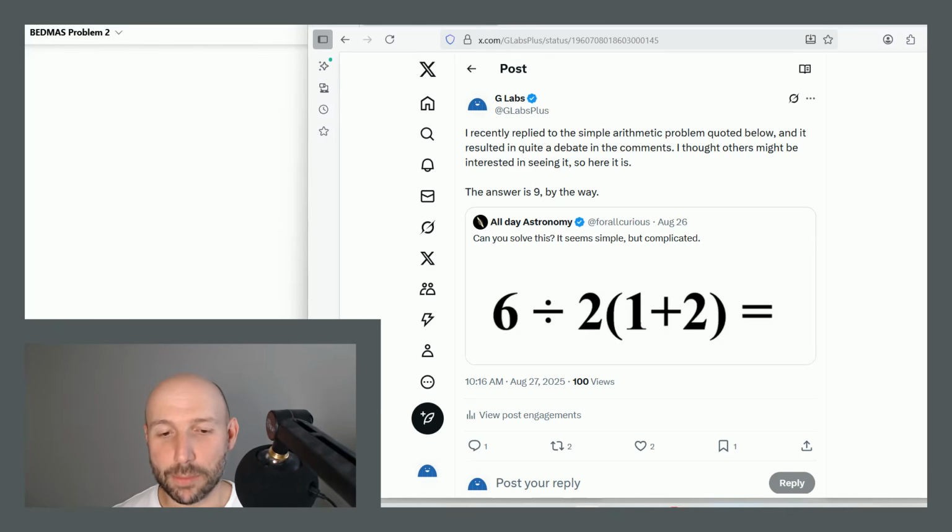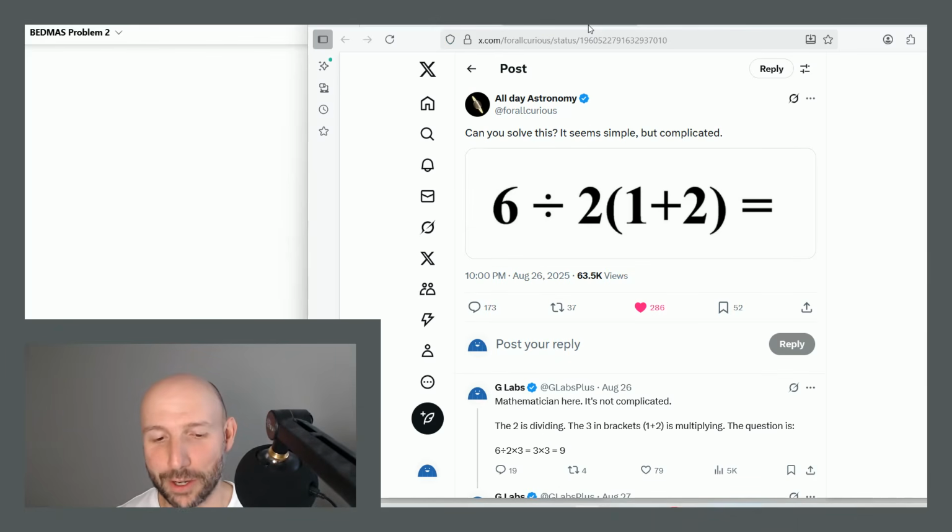All Day Astronomy posted this question: 6 divided by 2(1 plus 2) equals, with the comment, can you solve this? It seems simple but complicated. And I solved it, and I did not expect the reaction that it got. Here I wrote, mathematician here, it's not complicated. The 2 is dividing, the 3 in brackets, that's the 1 plus 2 in brackets, is multiplying. So the question is 6 divided by 2 times 3, which is 3 times 3, because 6 divided by 2 is 3, and that equals 9.